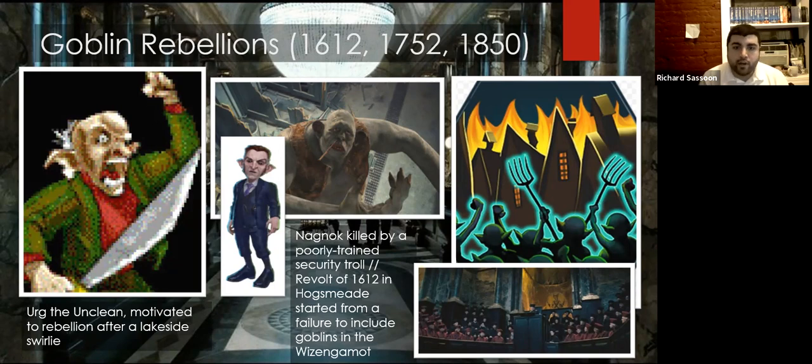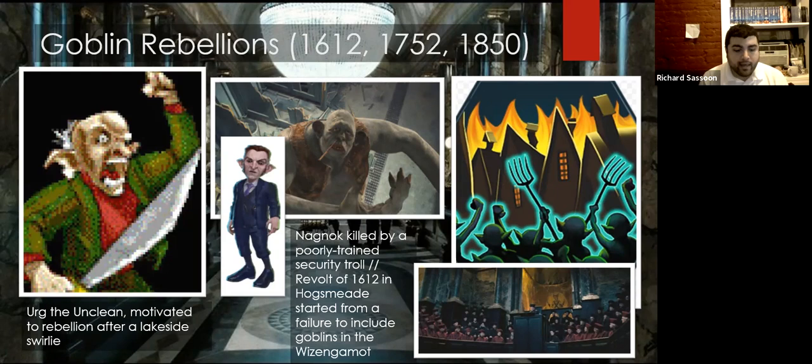You have the situation where Nagnok, who was a goblin security guard at Gringotts, was killed by a poorly trained security troll and blamed the ministry for it. You have a revolt in 1612 in Hogsmeade that came after there was a vote in the Wizengamot, which is the wizarding judicial authority and conference, and they denied goblins entry.